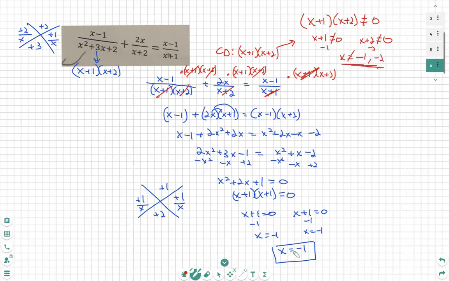And what we got here was a negative 1. Thus, there is no solution to this equation because the solution we have creates a 0 in the denominator, which is not allowed. The solution we got was a restriction, and that is how you solve that equation.